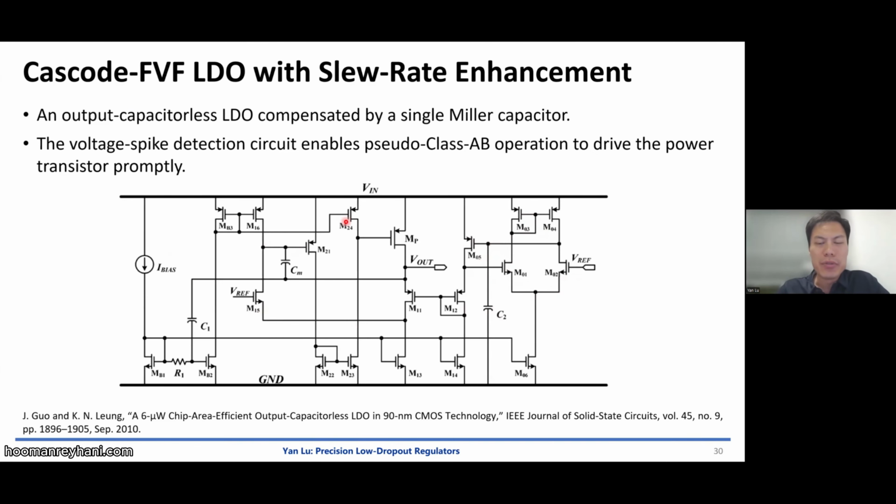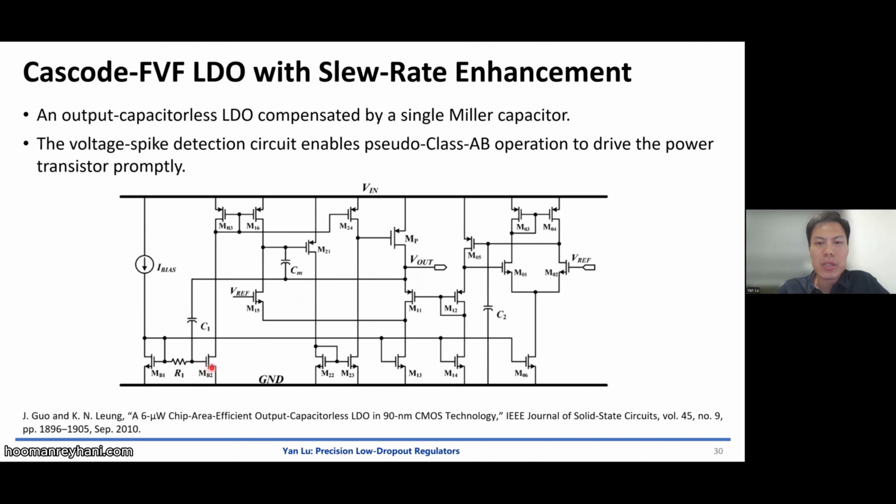For the FVF loop, the dominant pole is at the gate of M21, with this Miller compensation, Miller cap. It has a voltage spike detection circuit that enables pseudo class AB operation that is achieved by C1. Right? If we have load transient, load variation, large voltage spikes, then the sudden voltage change will be coupled to the gate of MB2.